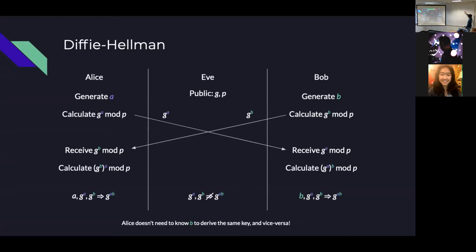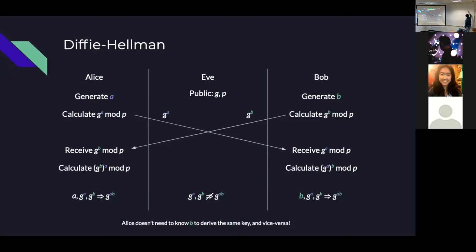So now we can see, in this public space, Eve knows P, G, G to the B, and G to the A, but she still doesn't know A and B. And the final step of this protocol is that Alice is going to take this G to the B and raise it to the power of A. So remember, by our formula of exponents, if we have G to the B and we raise it to the power of A, this is the same as G to the AB. Right? And Eve can't compute this because she doesn't have A and she doesn't have B.